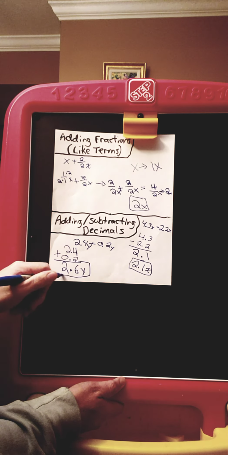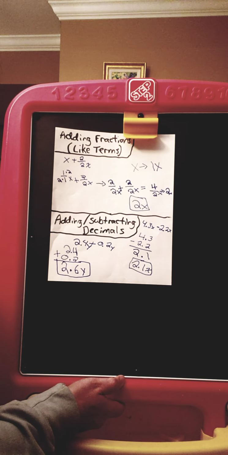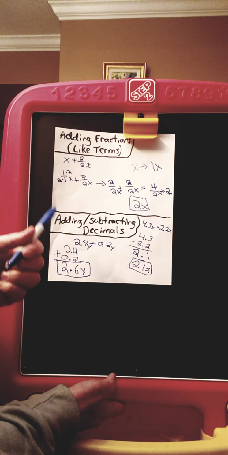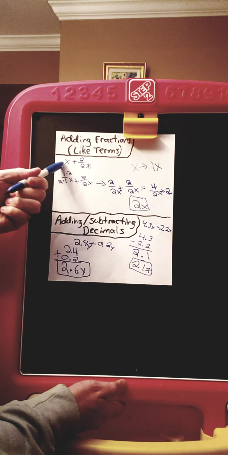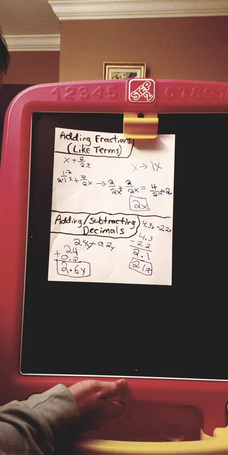So 2.6y. So adding fractions and subtracting fractions, make sure you have a common denominator. And make sure that you know the coefficient is 1 if the variable is by itself. Adding and subtracting decimals, make sure you line up the decimal point. Only for adding and subtracting decimals.